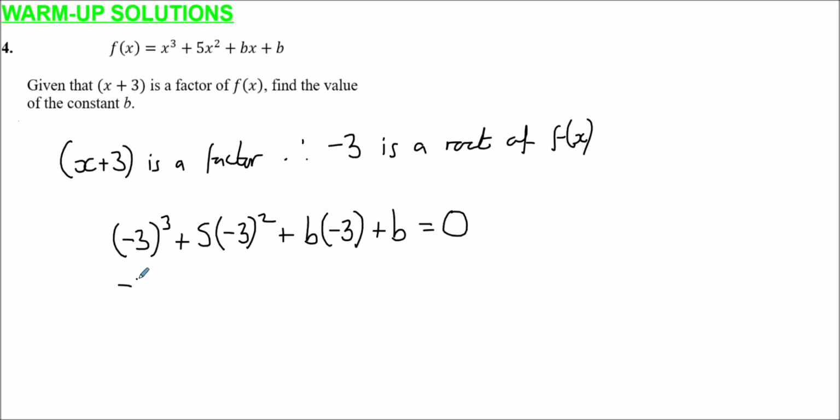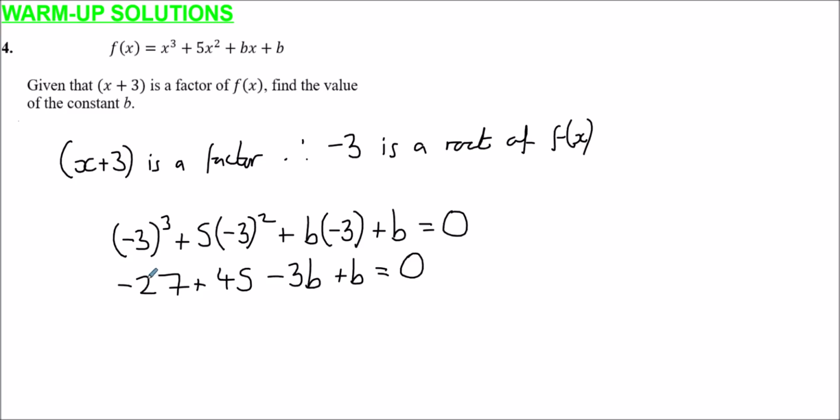Minus 3 cubed gives minus 27. Minus 3 squared is 9. 5 times 9 is 45. b times minus 3 is minus 3b. Plus b is obviously just plus b, so all of that equals 0.